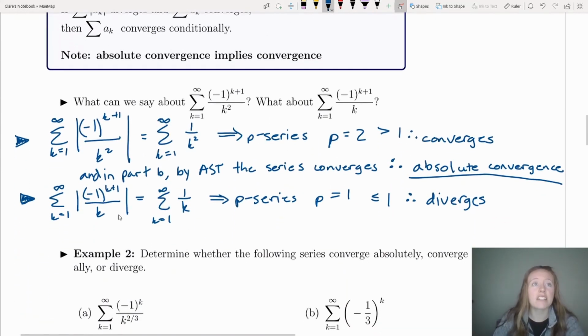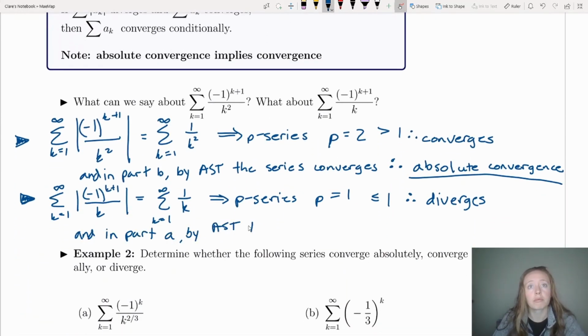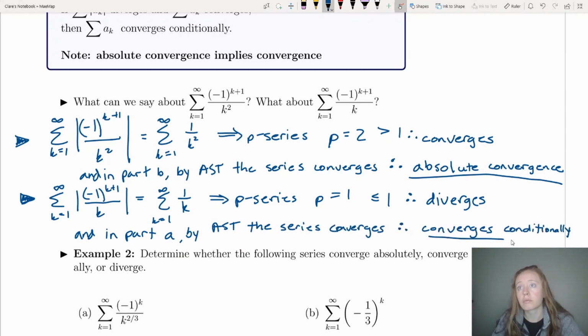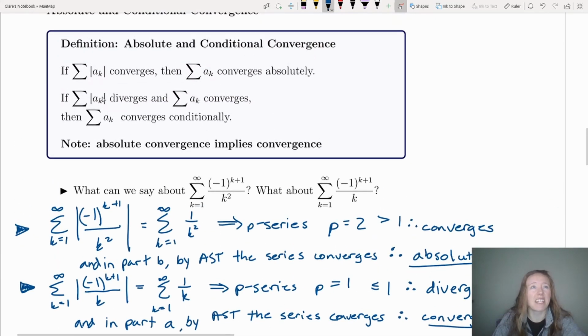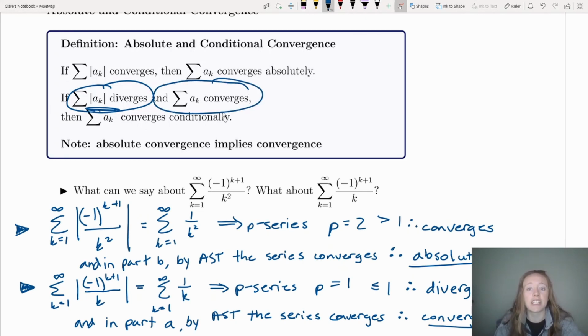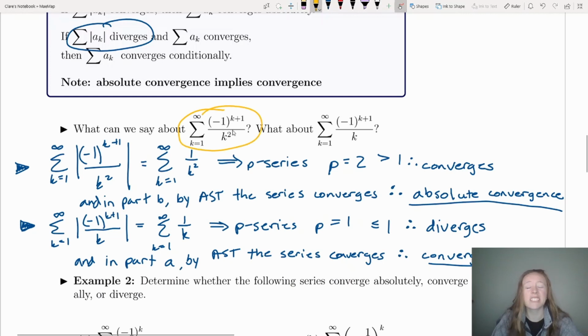So because of that, the series converges conditionally. Looking back up at our definition box, we have that the absolute value of the series diverges, and the alternating series itself converges. Therefore, the overall alternating series converges conditionally. So our first series converged absolutely, whereas the second series converged conditionally. So let's go into example 2.